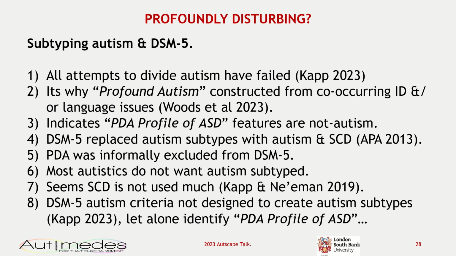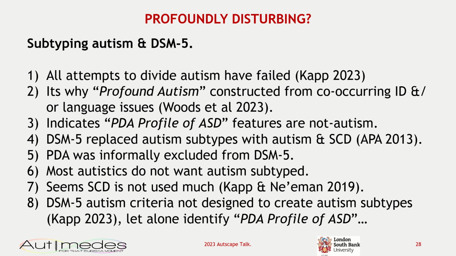We know that the DSM-5 replaced the three accepted autism subtypes of Asperger's syndrome, autistic disorder, and pervasive developmental disorder, not in the way specified, with social communication disorder and autism. I also know from talking to someone who was on the committee that created the DSM-5 autism criteria that PDA was informally considered to be included in the DSM-5 and that it was excluded from the DSM-5.